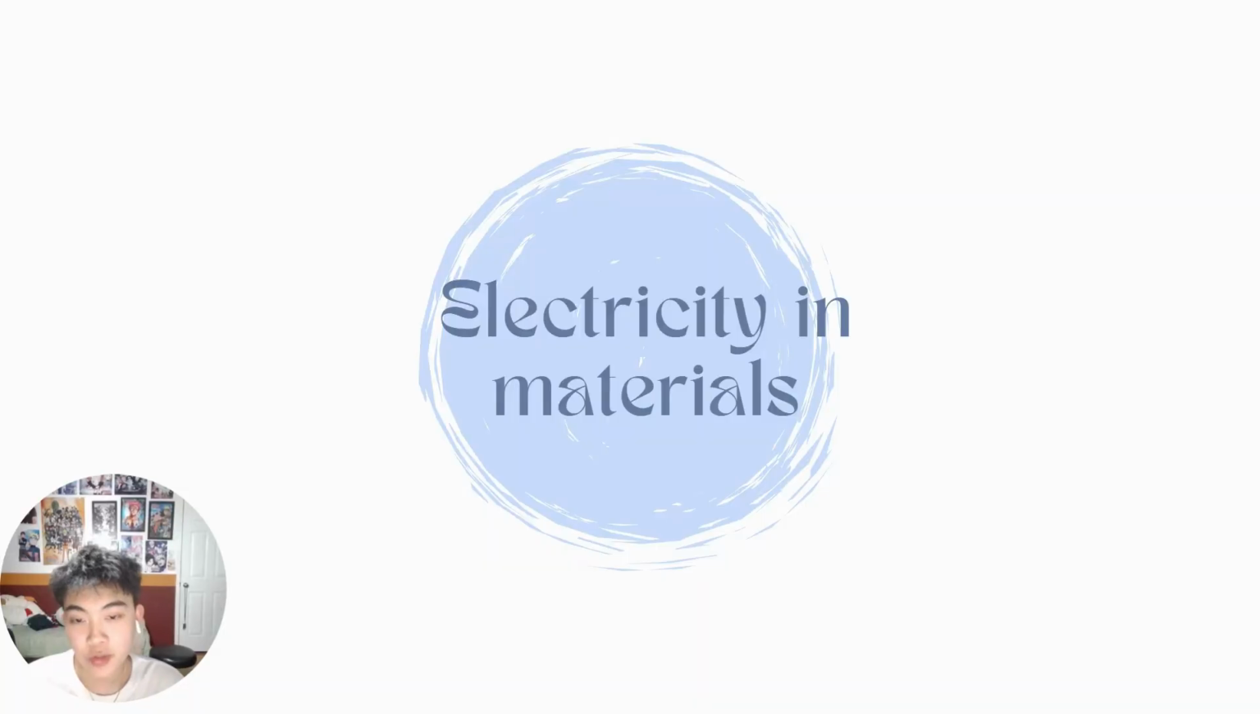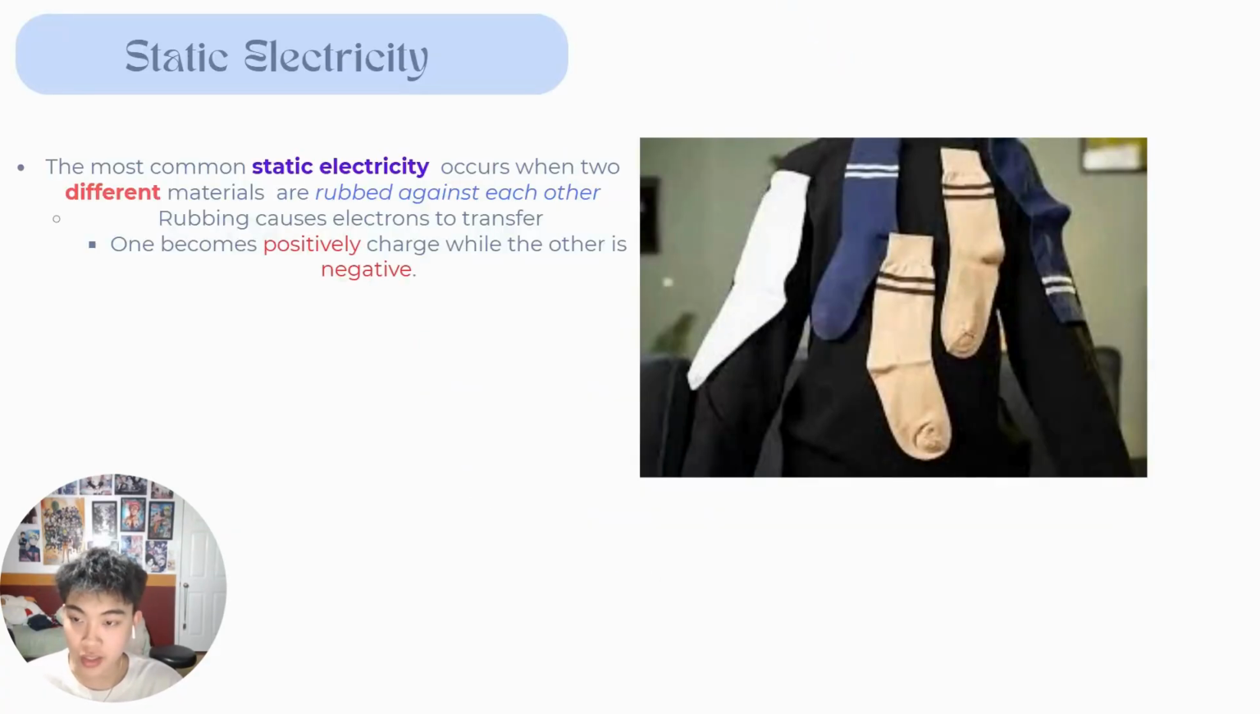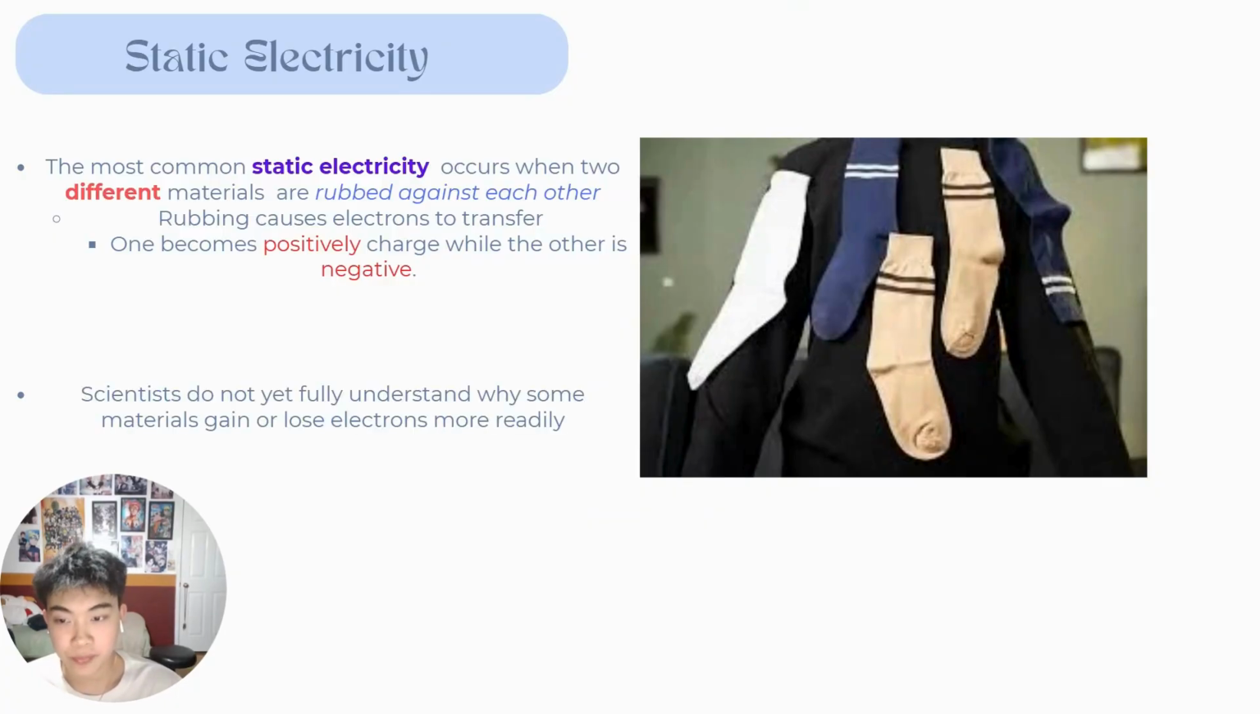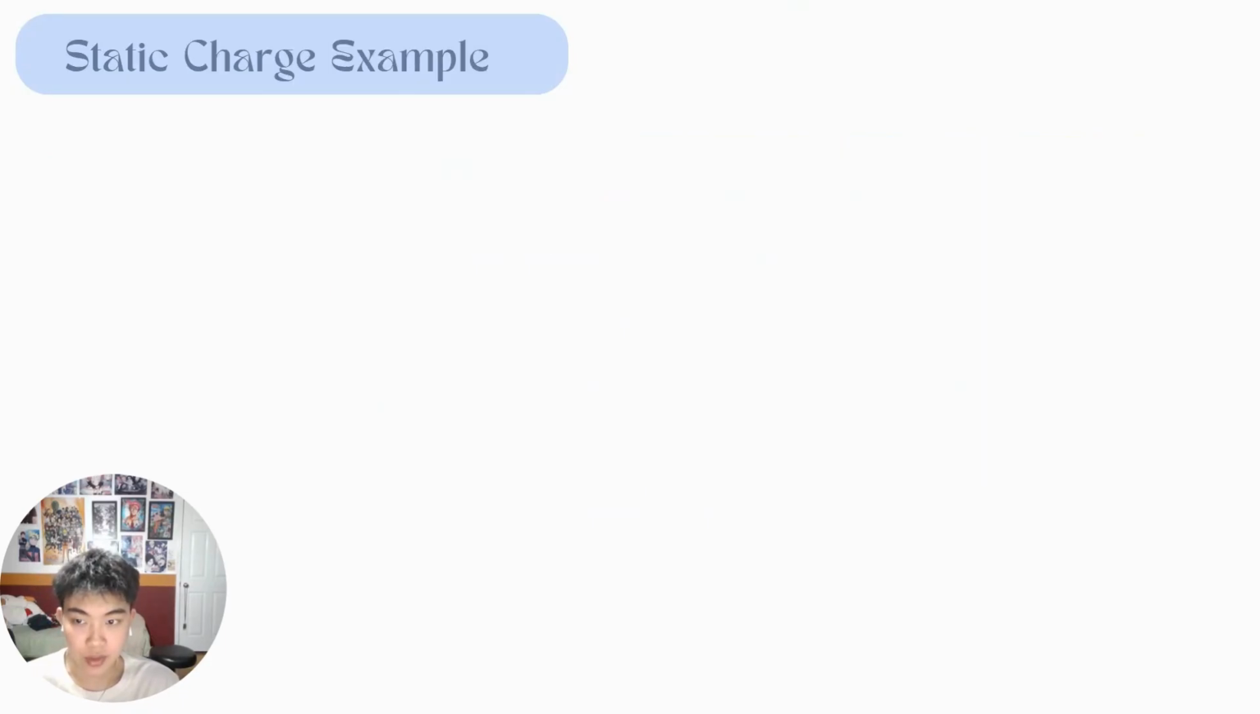Hello, today I'll be going over the final part of Section 1 of the Science Resource Guide, Electricity in Materials. The first one is static electricity. The most common static electricity occurs when two different materials are rubbed against each other. Rubbing causes electrons to transfer, where one object becomes positively charged while the other is negative. Scientists do not fully understand why some materials gain or lose electrons more readily, but it's whatever.